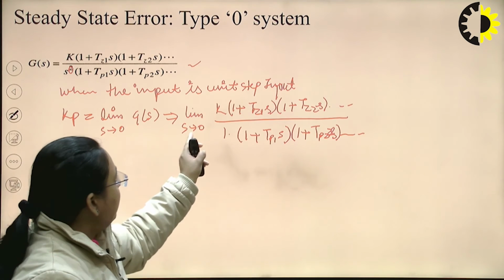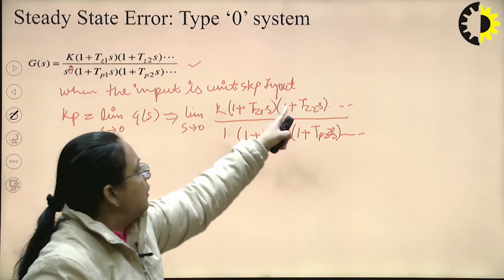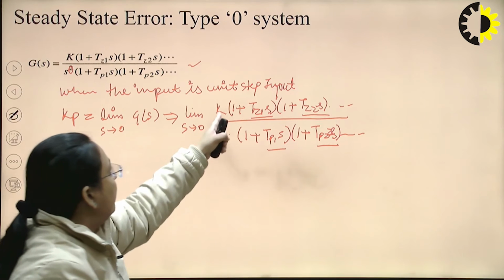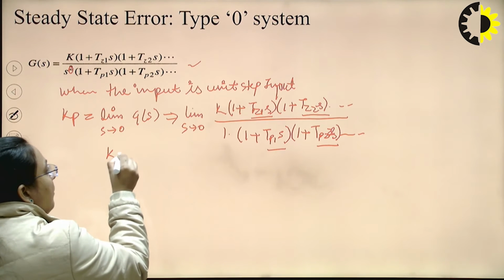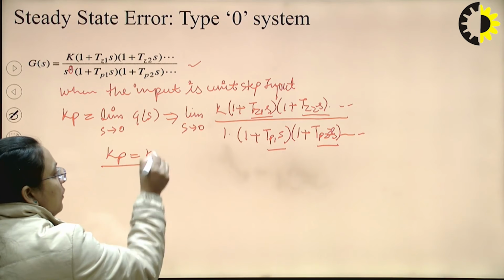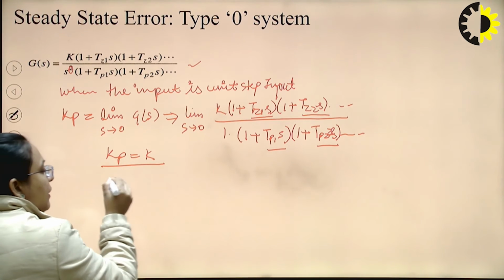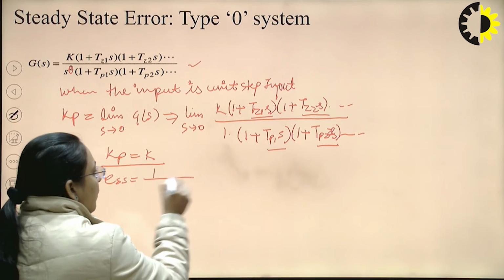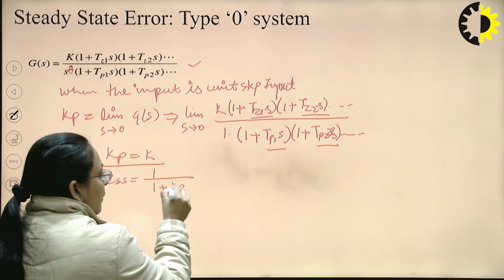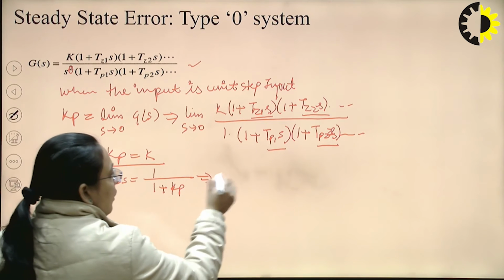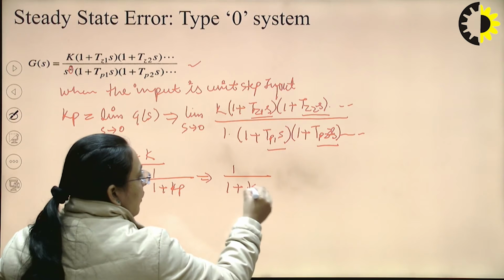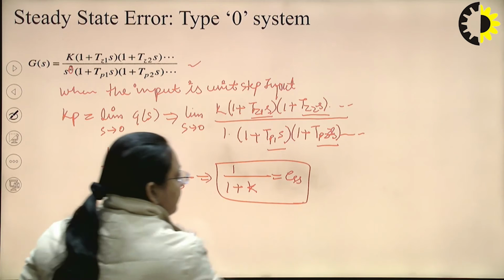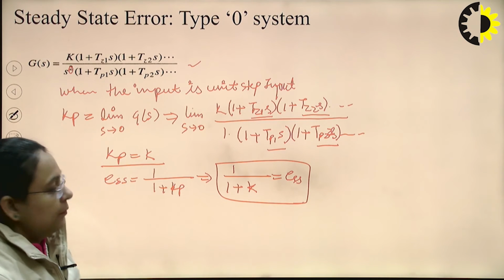So when we put this limit S tends to 0 in these terms, this term will become 0, all these terms will become 0, and we will get the value K. Simply here Kp will be equal to K for this, right? And so the steady state error will become 1 upon 1 plus Kp. Okay. So we can simply put the value of Kp in this equation, that is 1 upon 1 plus K will be the steady state error for this system, for the type 0 system.